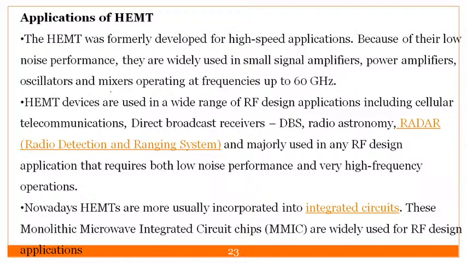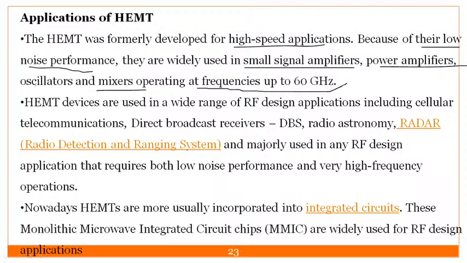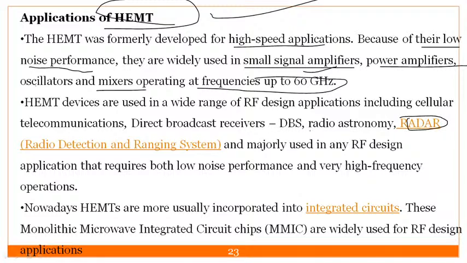Some of the applications of HEMT: we are using it for high speed applications, and it has low noise performance, so it is widely used in small signal amplifiers, power amplifiers, oscillators and mixers for operating frequencies up to 60 GHz. Keep in mind, 60 GHz is a very high frequency, so if you are to operate at this frequency, we have to use the HEMT. It is a FET device, field effect transistor. Then we can use this device in radars, DSB, and radio astronomy.